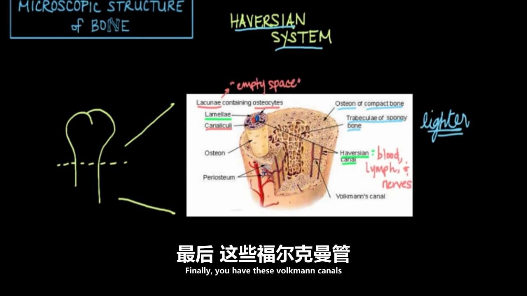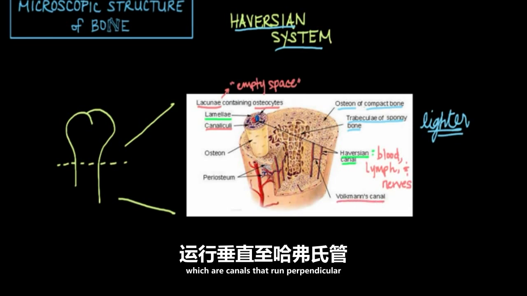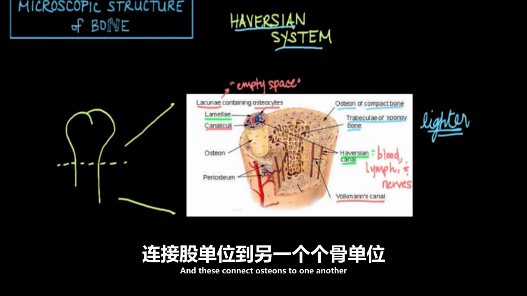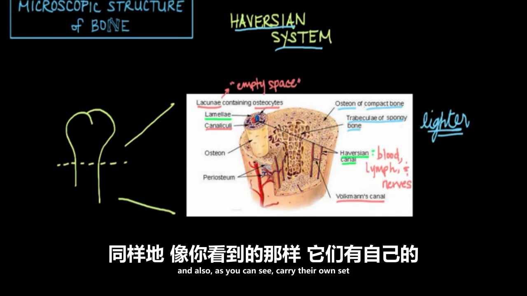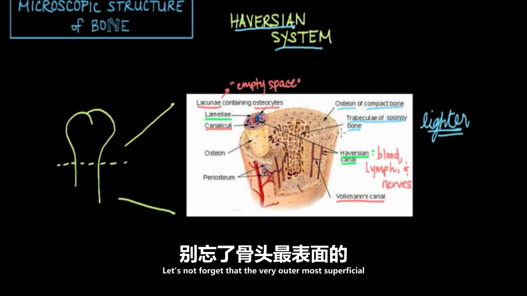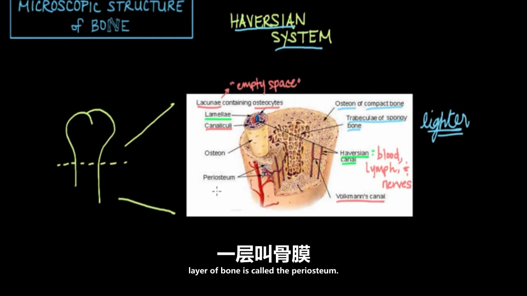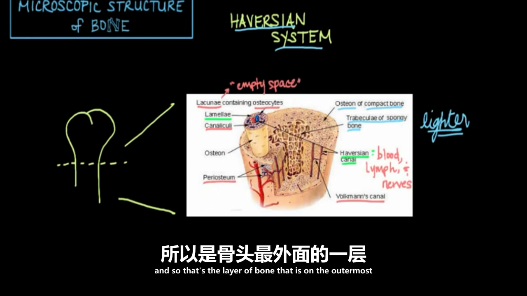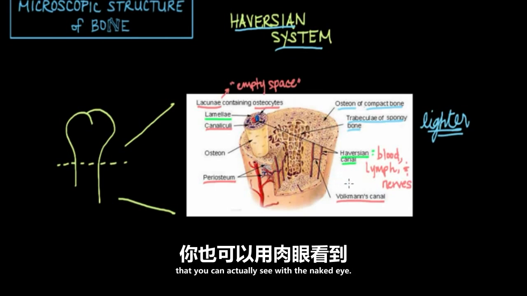And then finally you have these Volkmann's canals, which are canals that run perpendicular to the Haversian canals. And these connect osteons to one another and also, as you can see, carry their own set of small blood vessels. And let's not forget that the very outermost superficial layer of bone is called the periosteum. Peri meaning around or surrounding. And so that's the layer of bone that is on the outermost that you can actually see with the naked eye.